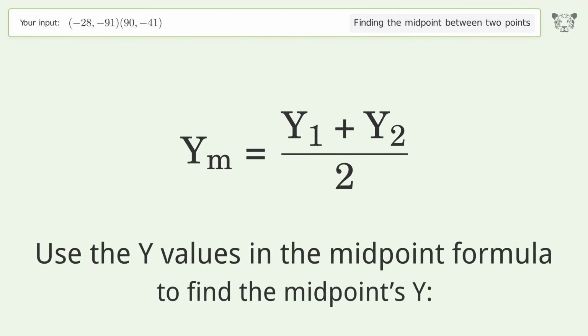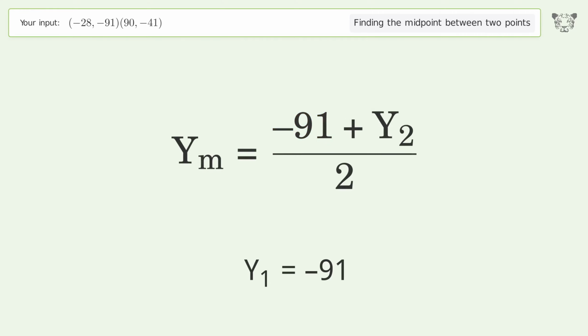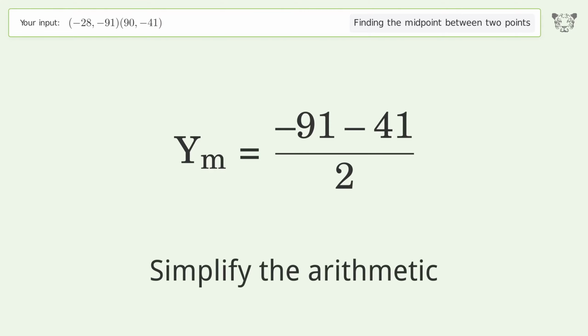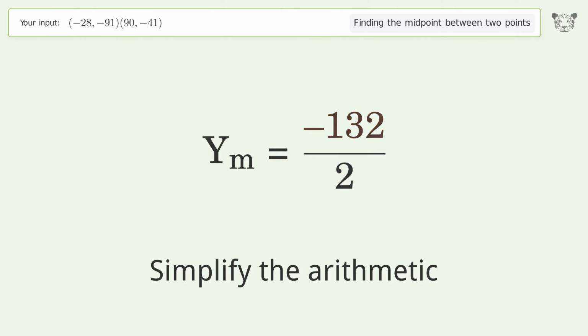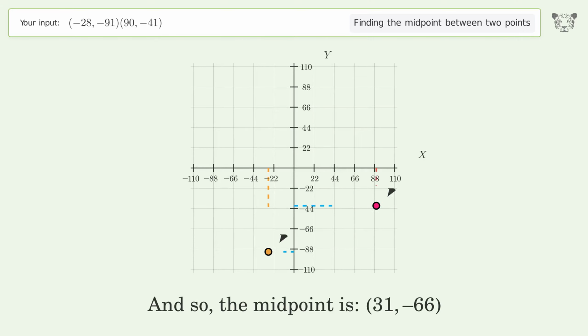Use the y values in the midpoint formula to find the midpoint's y. y1 equals -91. y2 equals -41. Simplify the arithmetic. And so, the midpoint is 31, -66.